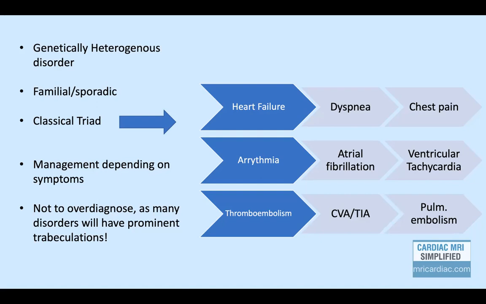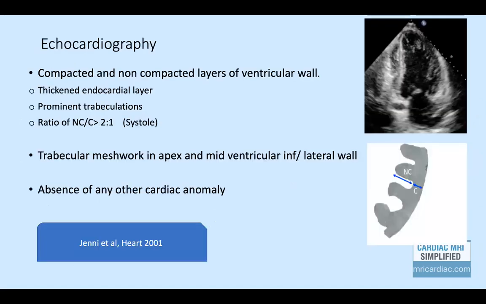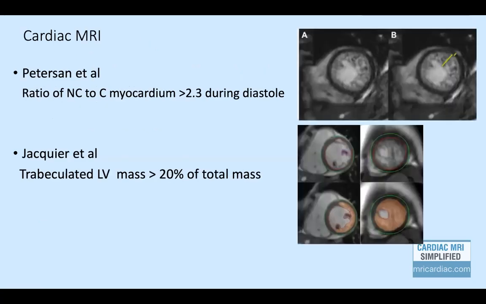So the exact diagnostic criteria on 2D echocardiography and MR has to be taken into consideration before labeling it as LV non-compaction cardiomyopathy. On 2D echocardiography, the measurements are taken in systole, and whenever the ratio of non-compacted to compacted layers, so this ratio NC upon C, whenever it is more than 2:1, it is considered abnormal. This again has to be taken in absence of any other cardiac abnormality, especially after ruling out dilated cardiomyopathy.